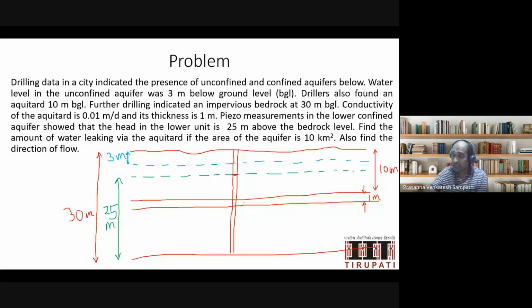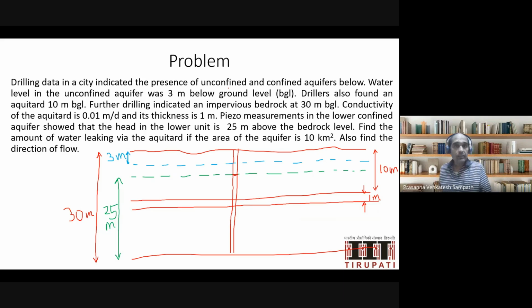The pressure in the confined aquifer is greater than atmospheric. That's why the water level rises and stops at a point denoting whatever the pressure is. If the pressure was even higher, the potentiometric surface, that green line, would be higher, right? So this potentiometric surface, that green line that I've drawn, indicates the total head in the confined aquifer. The blue line indicates the total head in the unconfined aquifer.